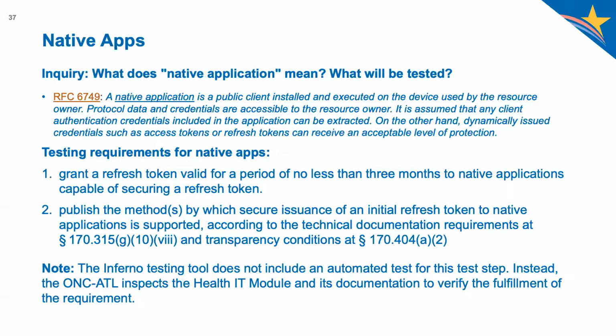First is the ability to grant a refresh token valid for a period of no less than 3 months to native applications capable of securing a refresh token, and publication of the methods by which secure issuance of an initial refresh token to native apps is supported according to the technical documentation requirements in G10 and the transparency conditions in the API maintenance of certification and conditions of certification requirements. And note that the Inferno testing tool does not include an automated test for this test step. Instead, the ONC ATL inspects the Health IT module and its documentation to verify the fulfillment of these requirements.